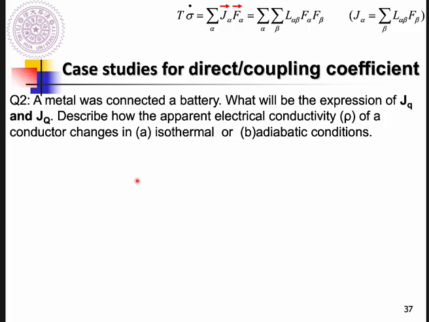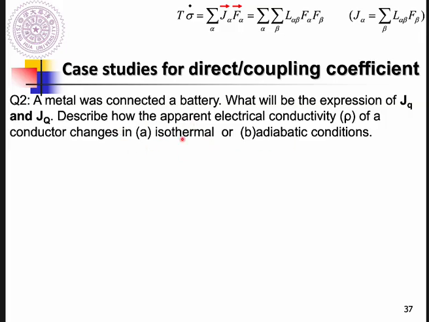Okay, so what we have here is a metal connected to a battery. The battery is F small q. You can write it here, F small q. What would be the expressions of J small q and J capital Q? They want you to write down J small q and J capital Q, and describe how the apparent electrical conductivity of a conductor changes under two different conditions. The first one is isothermal, and the second one is adiabatic.